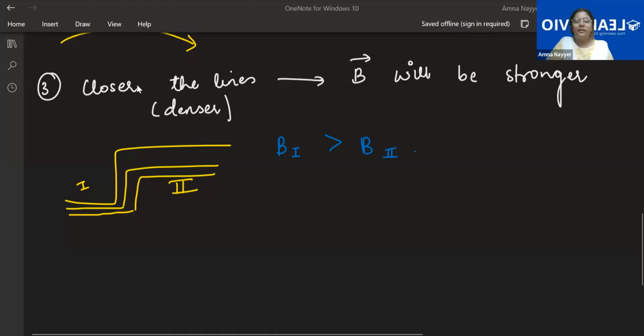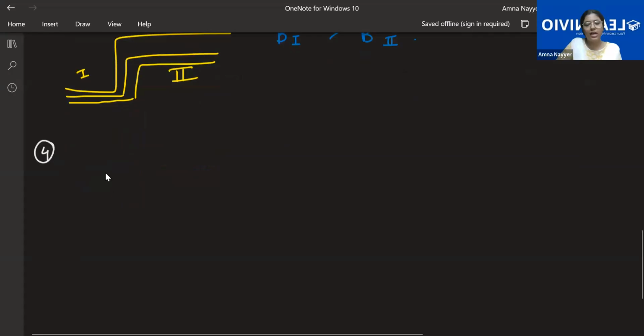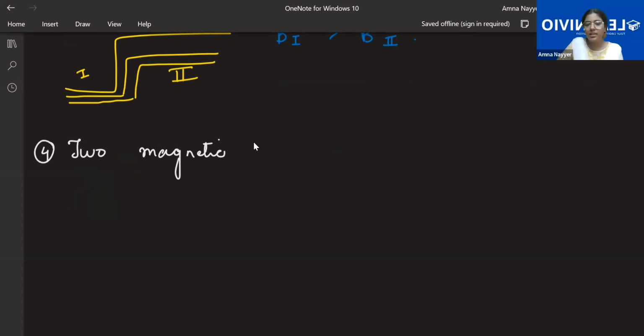Okay, one more thing. There was a concept that two electric field lines cannot intersect with each other. What was the reason for that? Yes, what was the reason?